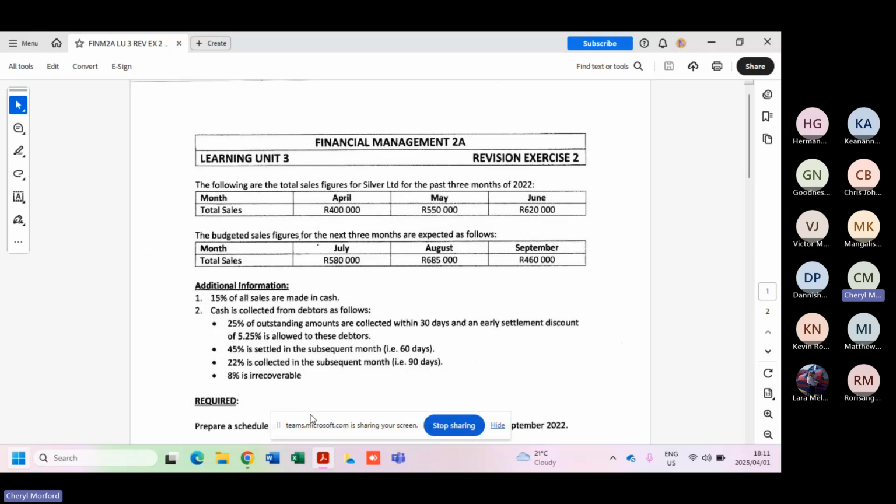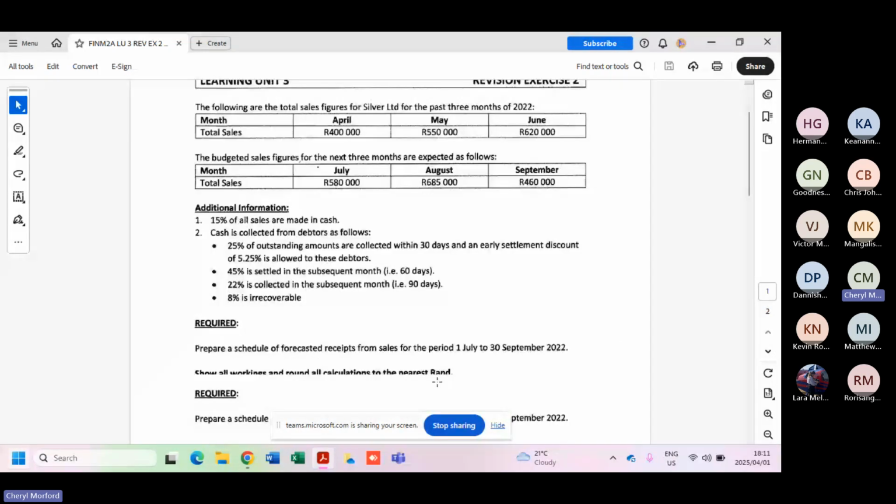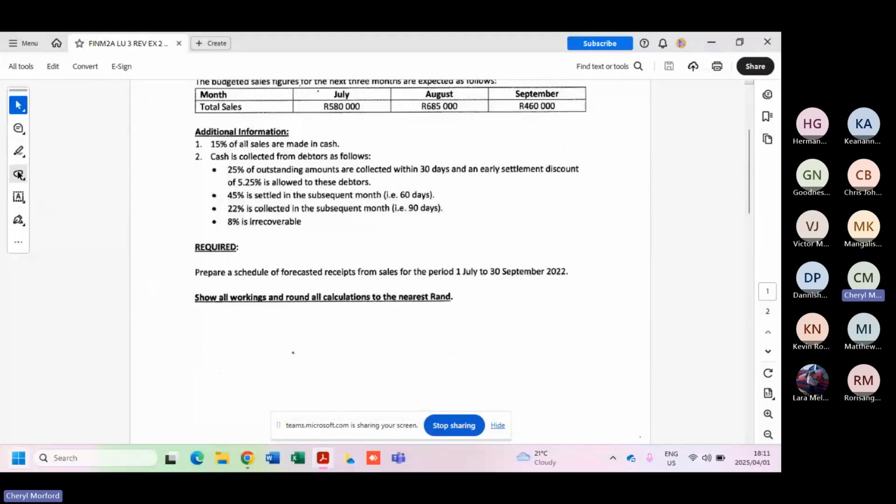So here is one of my questions. Let's get straight to what the question is actually asking. So I think that will be the first thing to look at. See over here, we need to prepare a schedule. A schedule is just a table of what? Receipts from sales. Not the brightest highlighting color, is it?